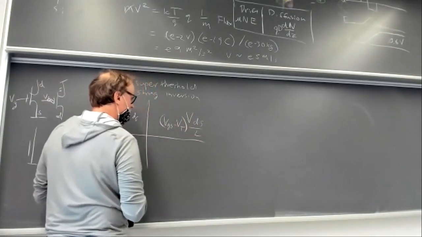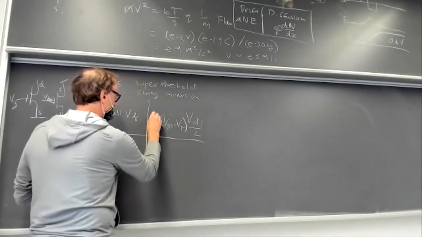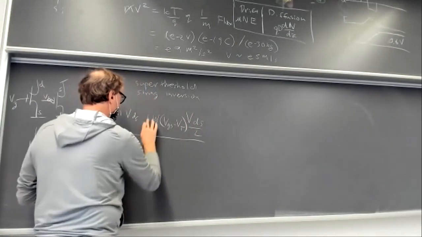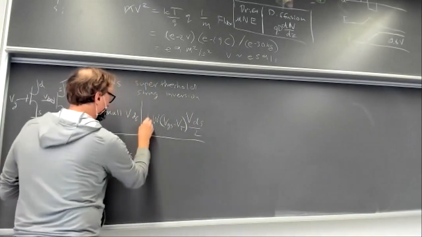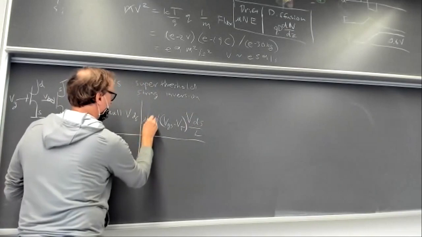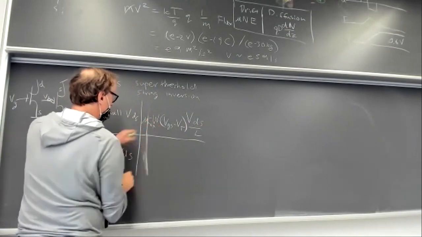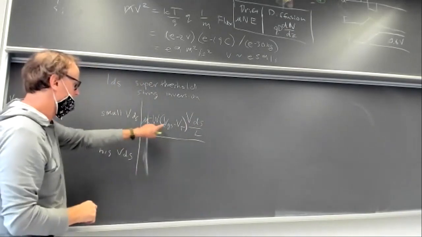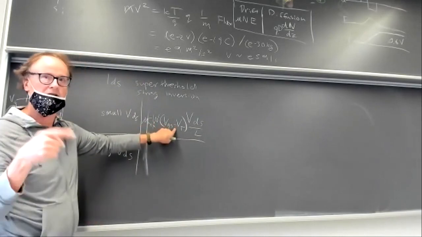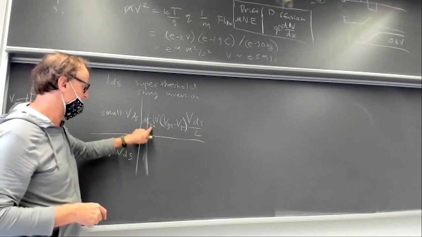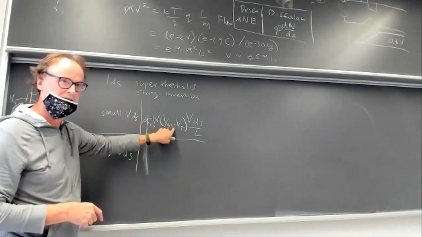And then the current is also proportional to the width of the transistor and the mobility and the oxide capacitance. Because the bigger the oxide capacitance, the more charge you get per unit voltage, right? The definition of capacitance is that the charge is equal to CV, right?